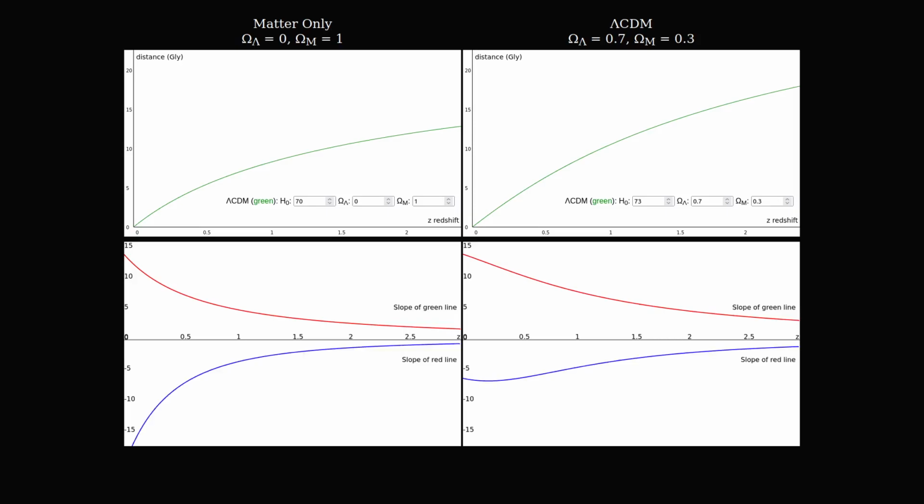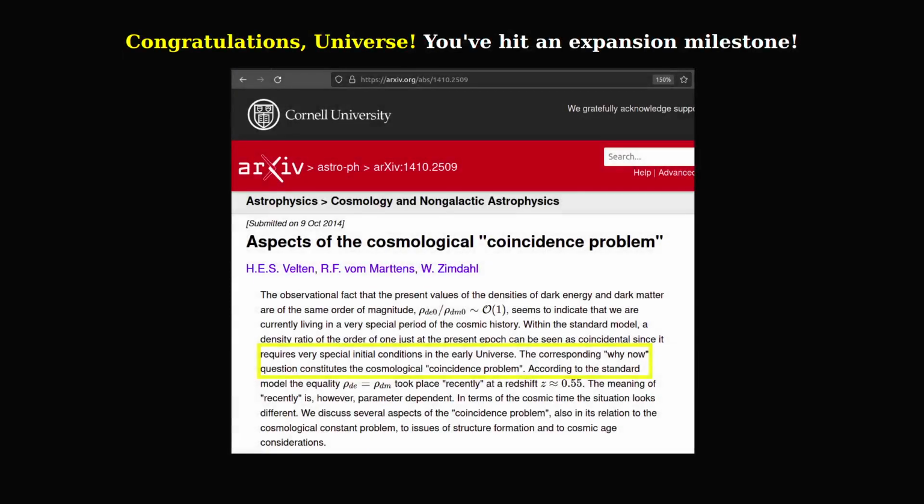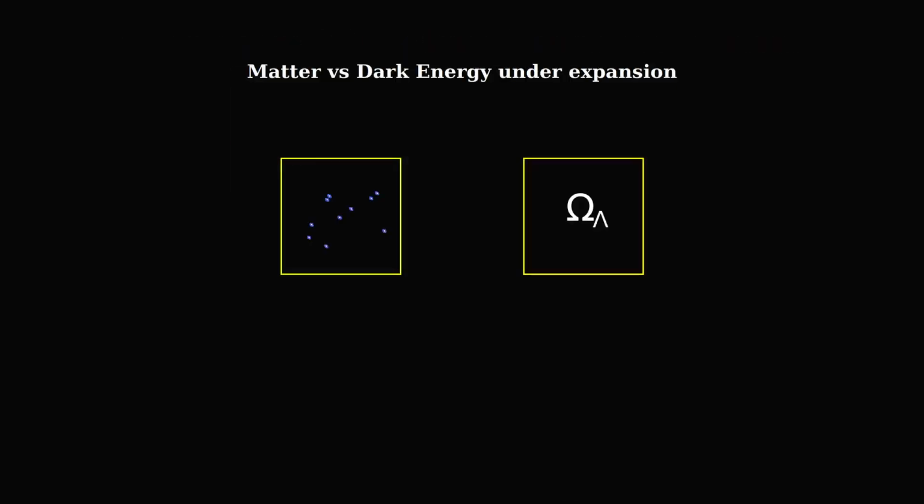If you take the slope of the red line, you get this blue line, and then we see this little dip. This is the acceleration happening right here. The universe is changing course. And since z equals 0 is the present, it means this change of course has happened really recently. So congratulations, universe. You've hit a milestone. But what actually is happening here?